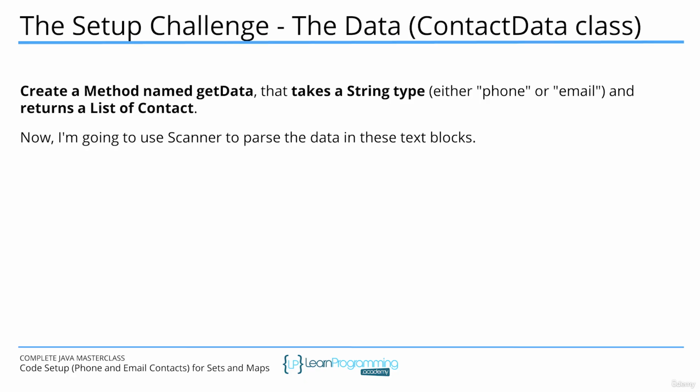Now I'm going to use Scanner to parse the data in these text blocks. You're welcome to try another approach. My reason for using Scanner is twofold. First, I want to demonstrate this variation, and second, I want you to imagine this data coming from an input file or a database. Input-output and database access are for a later section, but this code simulates getting data from an external source. However you do it, you want to parse this data, creating a Contact for each row, and return the list. You want to return the list separately, meaning return a list of phones or a list of emails based on the type passed to this method.